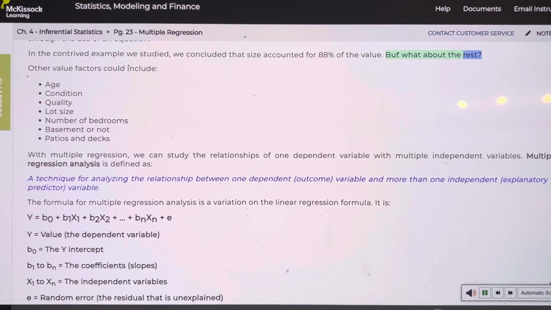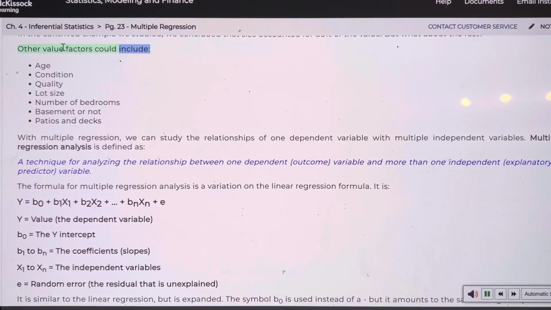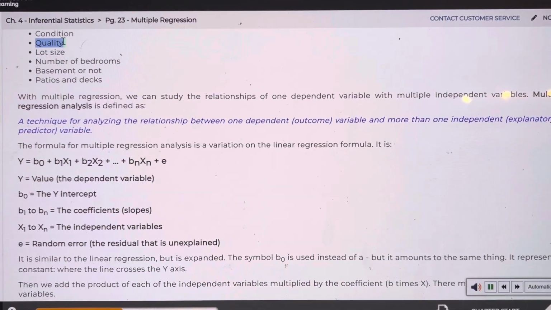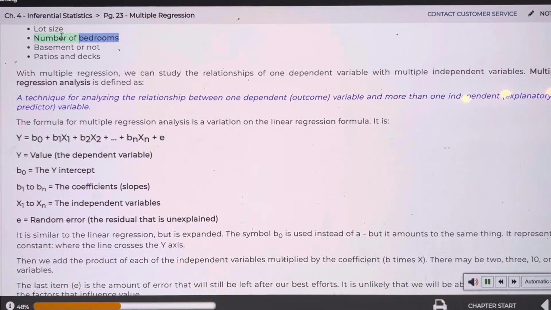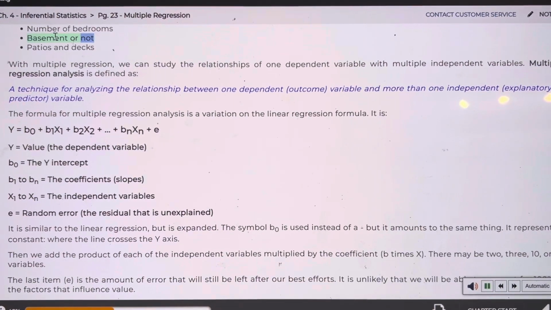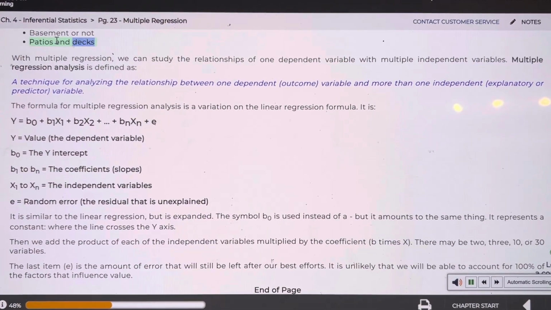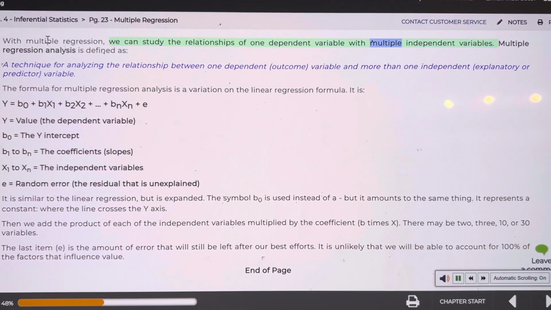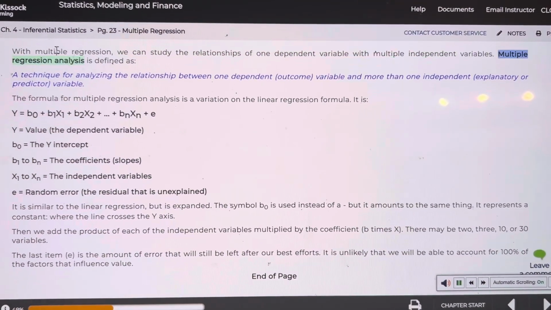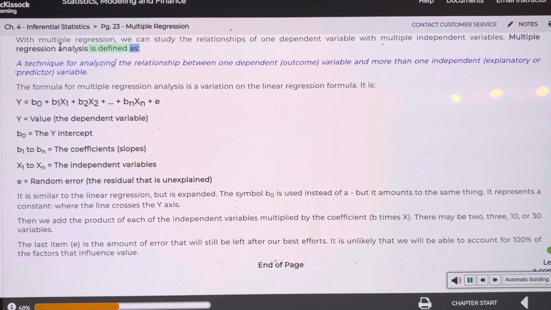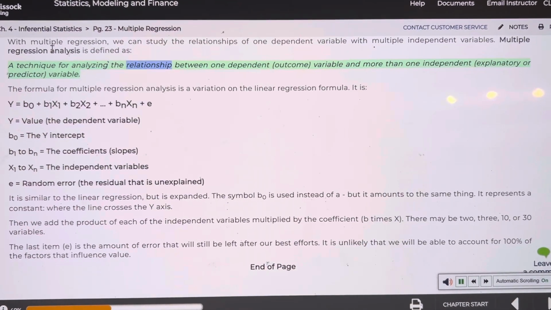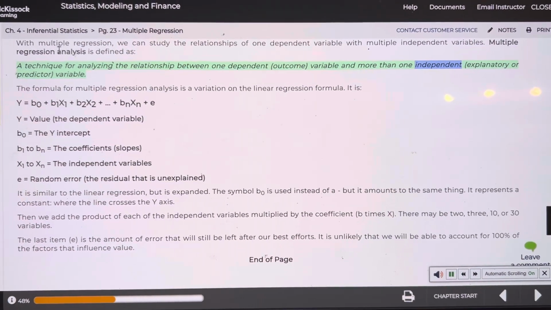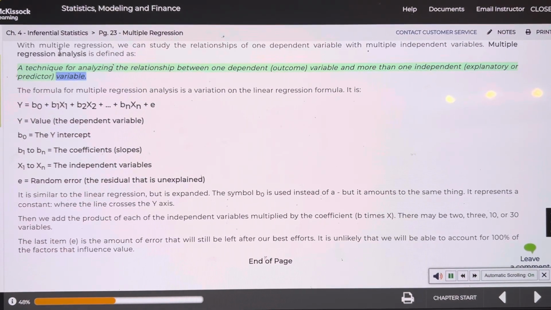But what about the rest? Other value factors could include age, condition, quality, lot size, number of bedrooms, basement or not, patios and decks. With multiple regression, we can study the relationships of one dependent variable with multiple independent variables. Multiple regression analysis is defined as a technique for analyzing the relationship between one dependent outcome variable and more than one independent explanatory or predictor variable.